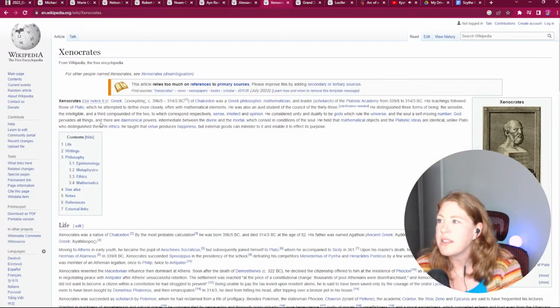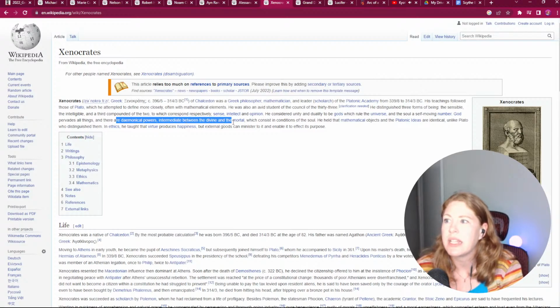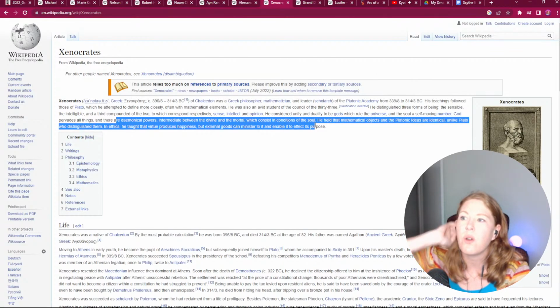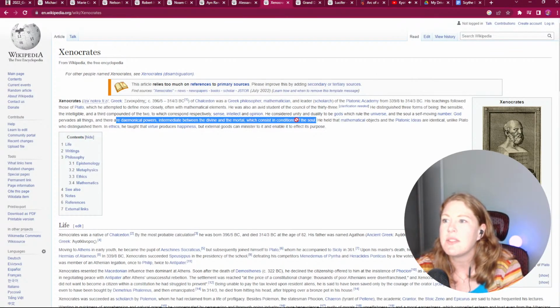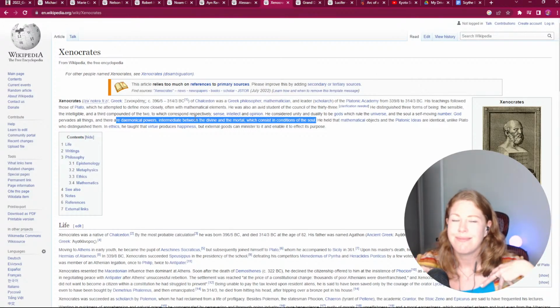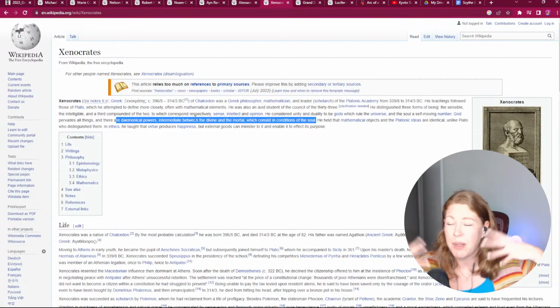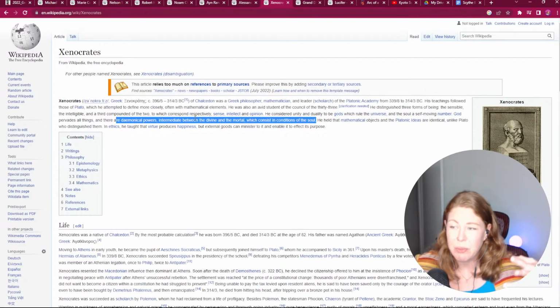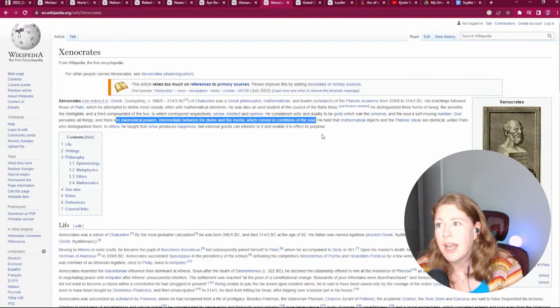God pervades all things, and there are demonical powers intermediate between the divine and the mortal, which consist in conditions of the soul. So basically, he believes that there is God, and everything is good, but there are demonical powers between God and us, which make us also bad, right? We're good. We have the capacity to be loving and caring for people, but we also have the capacity for hatred and anger. So that's what he believes.